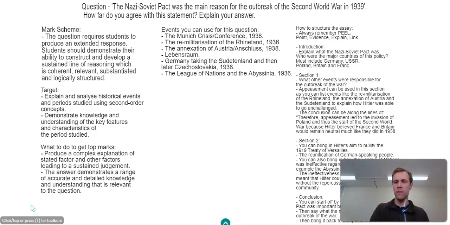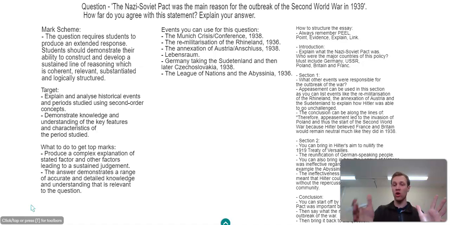For section 2, you can bring in Hitler's aim to nullify the 1919 Treaty of Versailles, the reunification of German-speaking people. You can also bring in how the League of Nations was ineffective regarding territorial disputes. For example, the Abyssinian Crisis of 1936. The ineffectiveness of the League of Nations meant that Hitler could invade other countries without the repercussions from the international community.